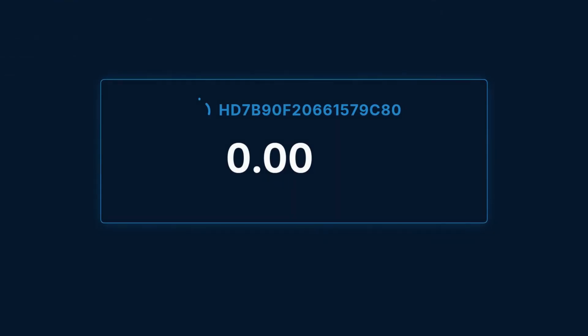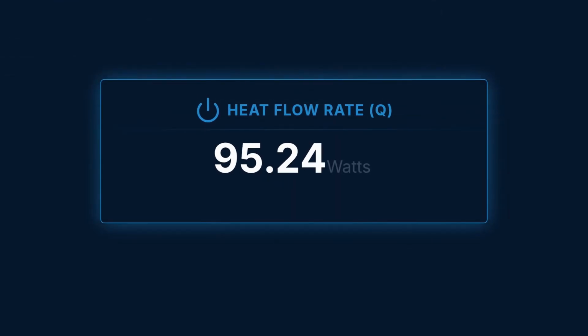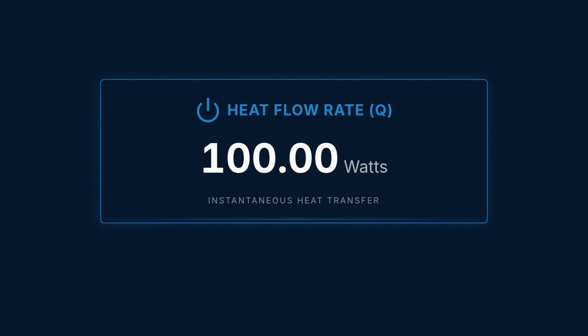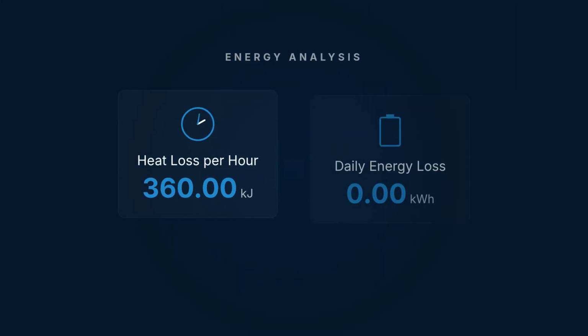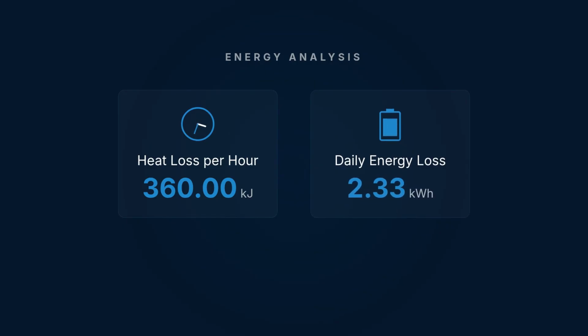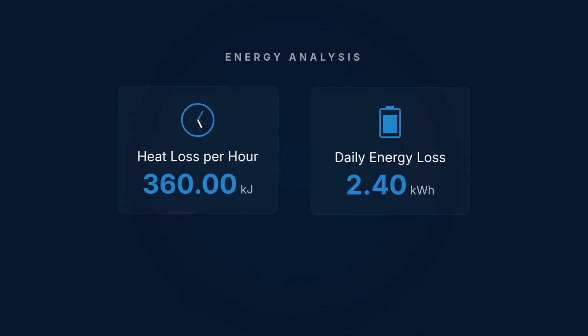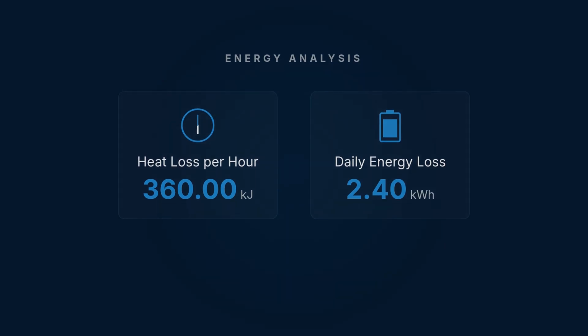The calculator returns 3 results. Heat flow rate, Q, equals 100,000 watts. This is your instantaneous heat transfer. Heat loss per hour shows 360,000 kilojoules per hour. Daily energy loss indicates 2,400 kilowatt-hours per day, useful for estimating heating costs and energy efficiency.